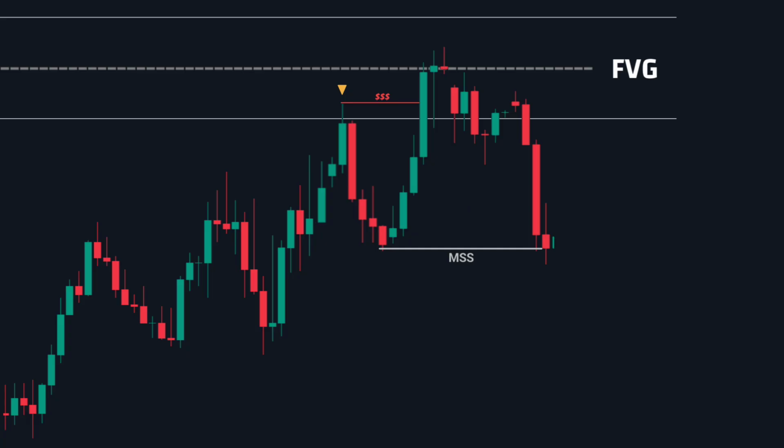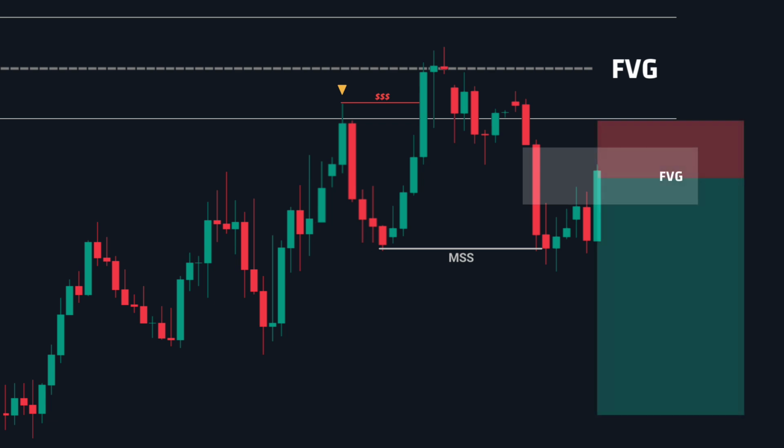Once the structure break occurs, price usually pulls back. During this pullback, a lower time frame fair value gap often forms in the direction of the move. This lower time frame gap provides the execution entry. The higher time frame gap defines the area. The lower time frame gap defines timing. Entries are placed at the lower time frame fair value gap formed after confirmation.